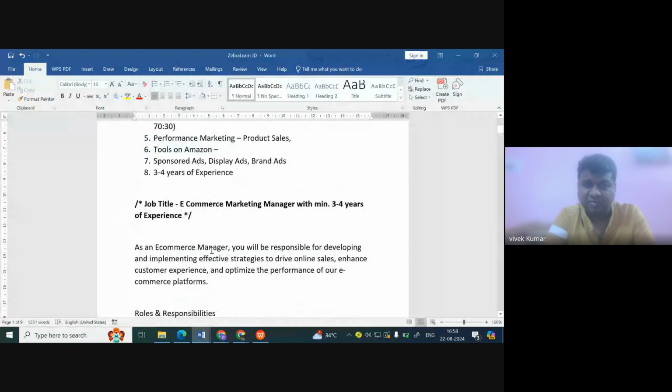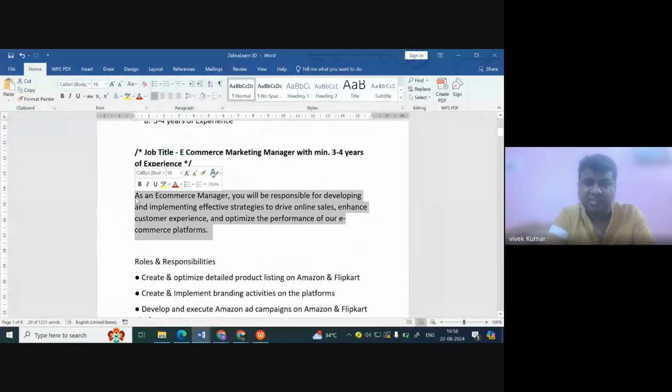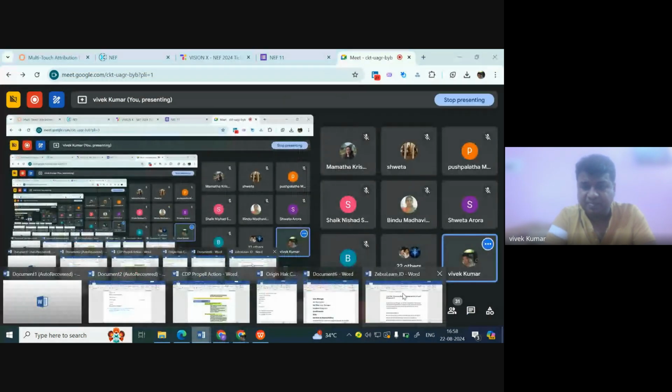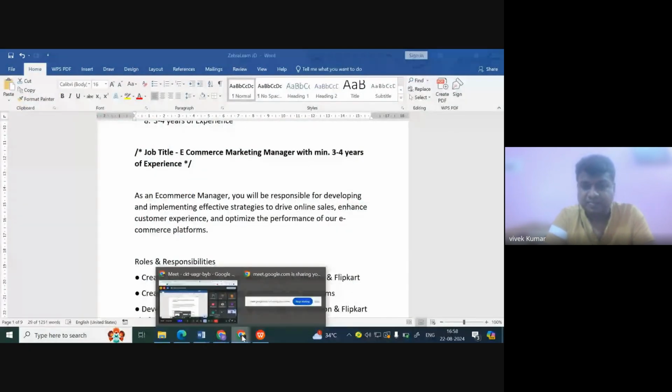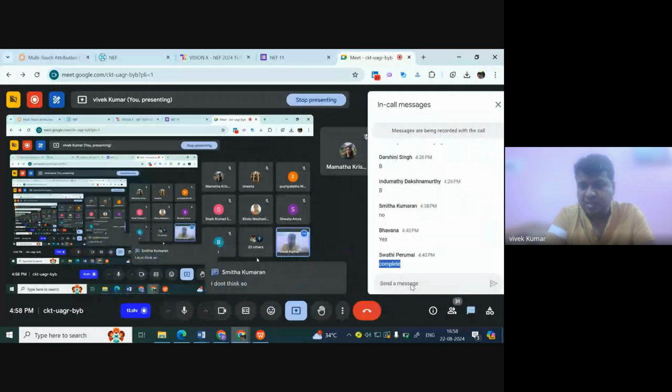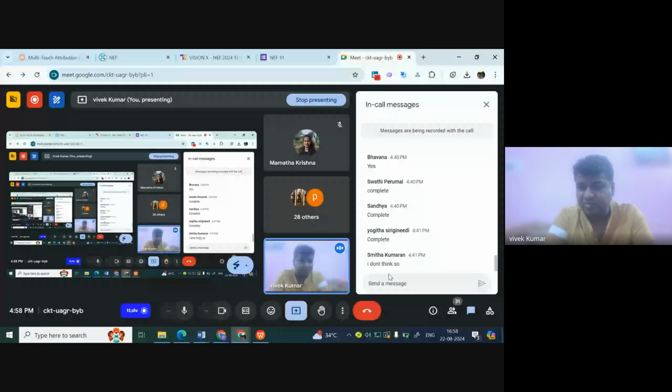Since you have gone through all these details, do you think this makes sense? Is it complete, or maybe they could have said more? What's your thought? Swati says complete. Anyone else? Complete, complete. So Smita says, I don't think so. In fact, I also don't think that. So, yeah, I think someone was trying to answer.